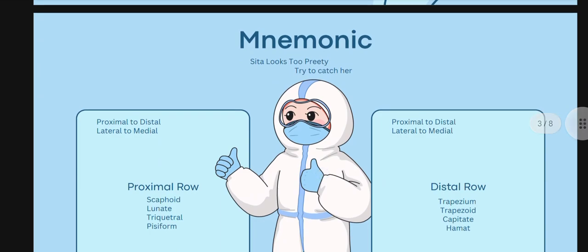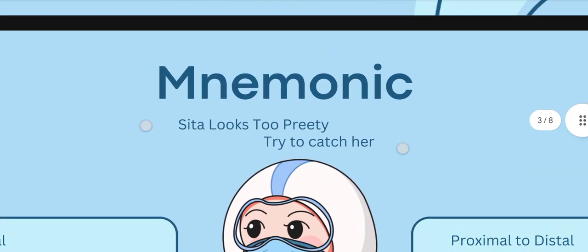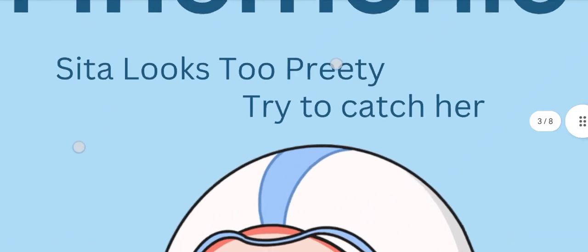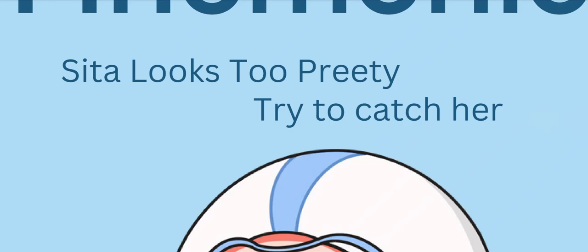Now we have a mnemonic for remembering the names of these bones. So what is the mnemonic? That is, Sita looks too pretty, try to catch her. We will take the first alphabet of all these: Sita S, looks L, too T, pretty P, try T, to T, catch C, her H.